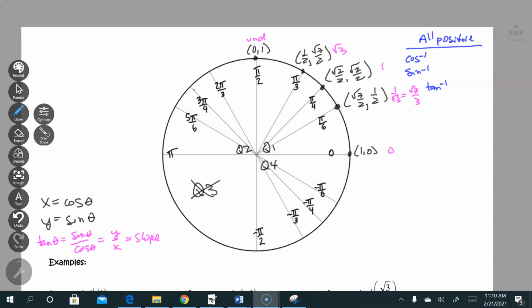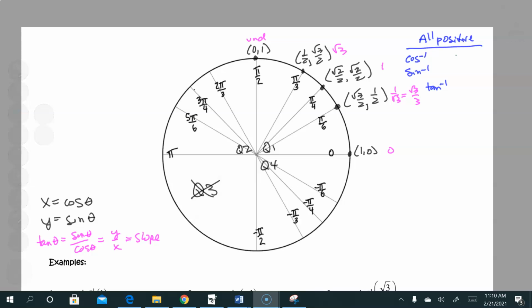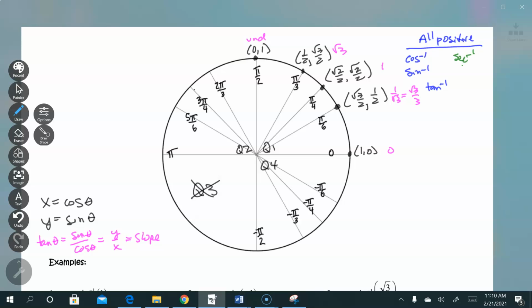So right now I'm just playing with quadrant 1. Everything in quadrant 1 is positive, so I'm going to use inverse cosine, inverse sine, inverse tangent when I have positive numbers. We haven't talked about them yet, but we will talk about how we're going to do inverse secant, inverse cosecant, and inverse cotangent. Again, when I have a positive number, it's all going to come from quadrant 1.